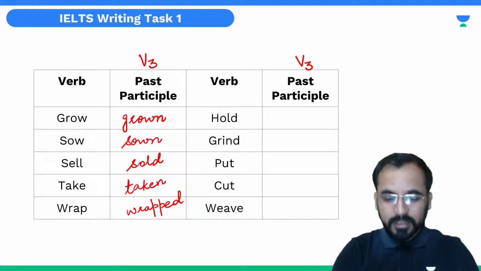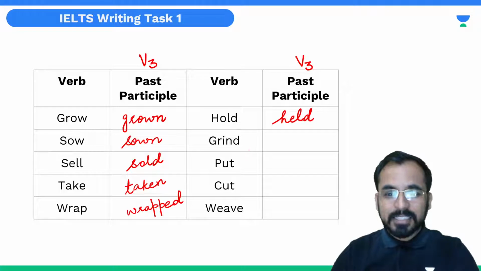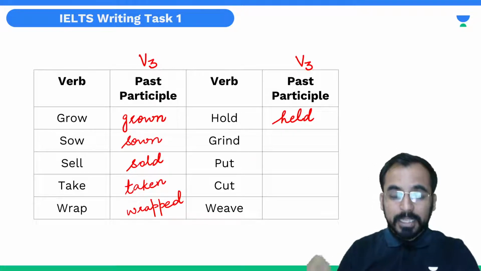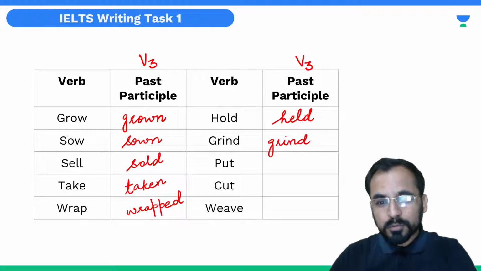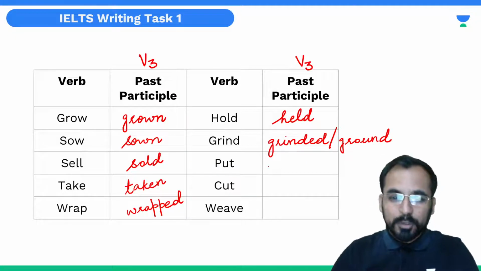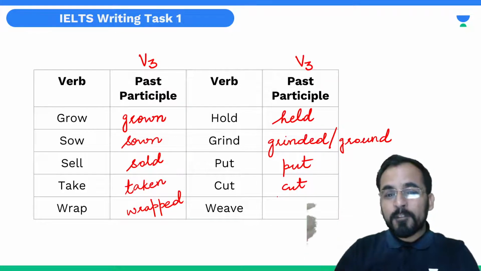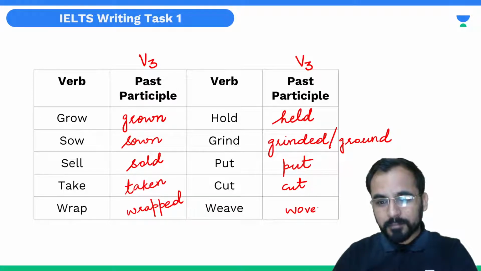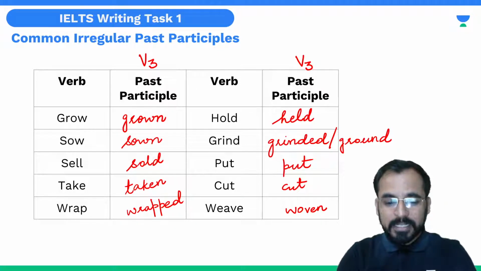Quickly. Hold, held, held. Right. Next is grind. Sow means to scatter seeds. You sow crops. Grinded or ground, either can be used. So it has two: grinded can be used and ground can be used. What about put? Put is put only. Cut is cut only. What about weave? Weave, wove, woven. Done. So these are common irregular past participles.